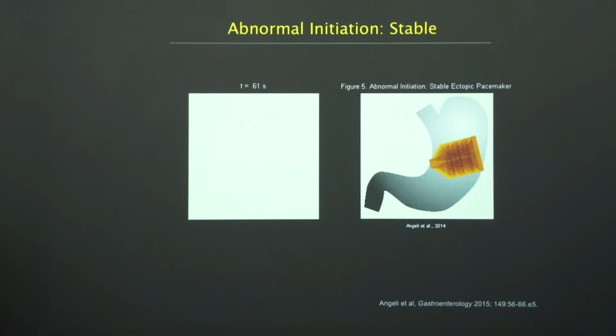In this case, you can see an abnormal initiation. It's located high on the stomach this time, but more towards the lesser curvature or middle of the stomach, rather than that greater curvature side, which is always the location in the normal stomach.